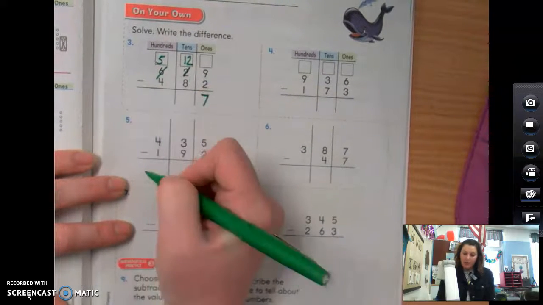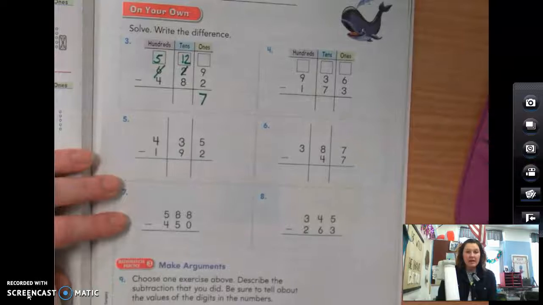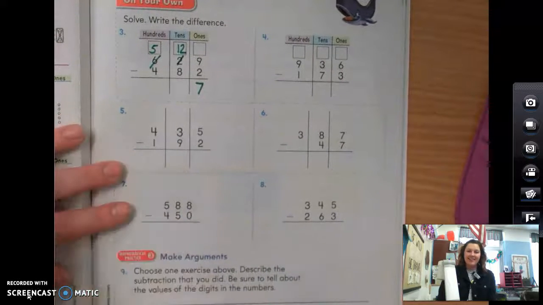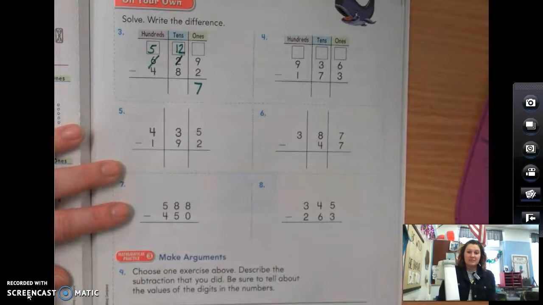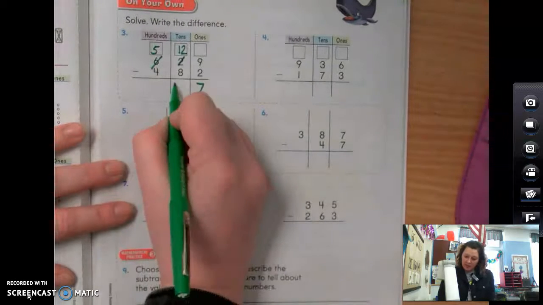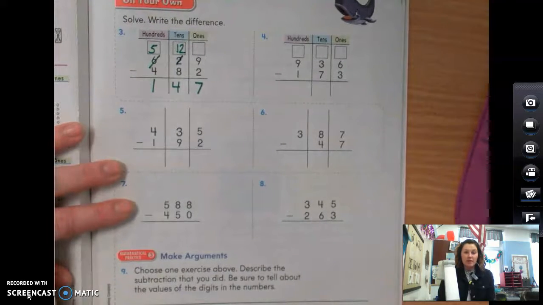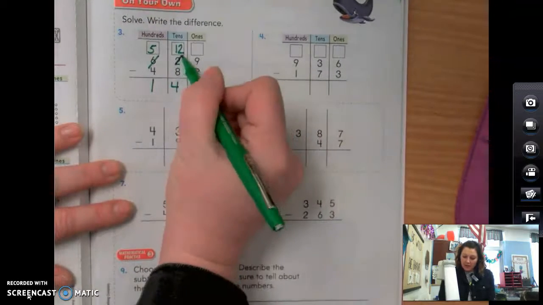1 less, 10 more. Okay, go ahead and do 12 minus 8 and 5 minus 4, and then check your answers here in just a second. What you got? Okay. 12 minus 8 would be 4. 5 minus 4 would be 1. 147.